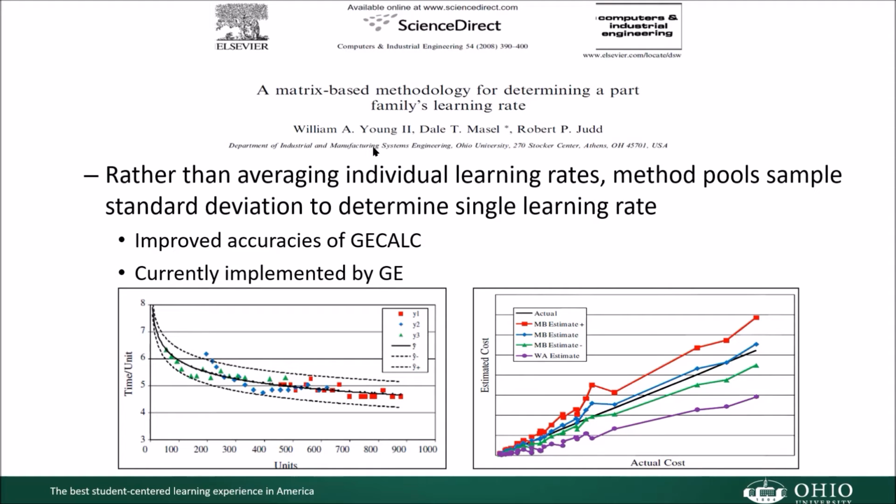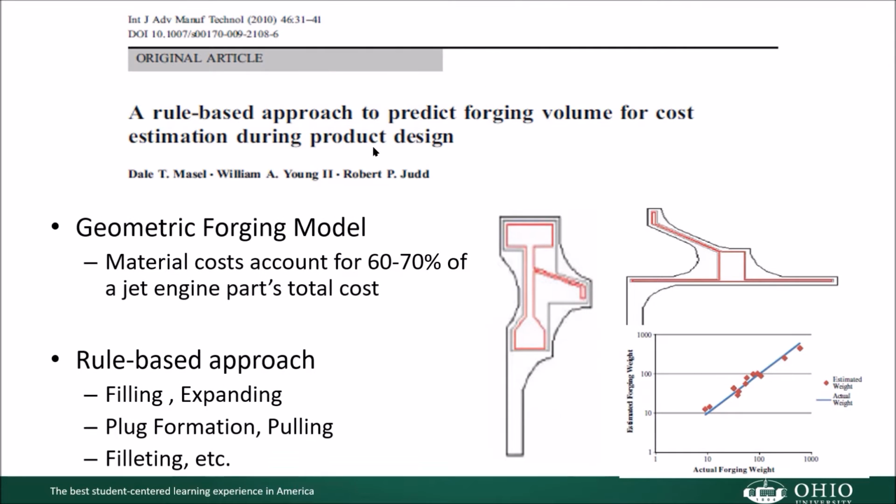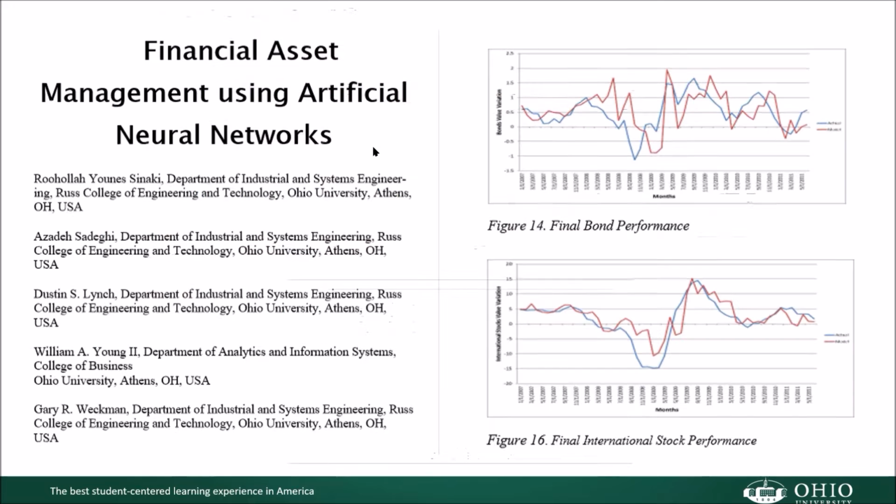So anytime we repeat processes, there's some learning that's involved, and once we make more and more parts, we actually get better, quicker, and more proficient at creating those parts. So we took a look at a learning rate through a family of jet engine parts to improve the overall accuracy of forecasting. This is another application of that software where we looked at different aspects of forging, and the material cost alone for jet engine parts is quite significant, so we developed a software that would estimate the forging cost of these jet engine parts.